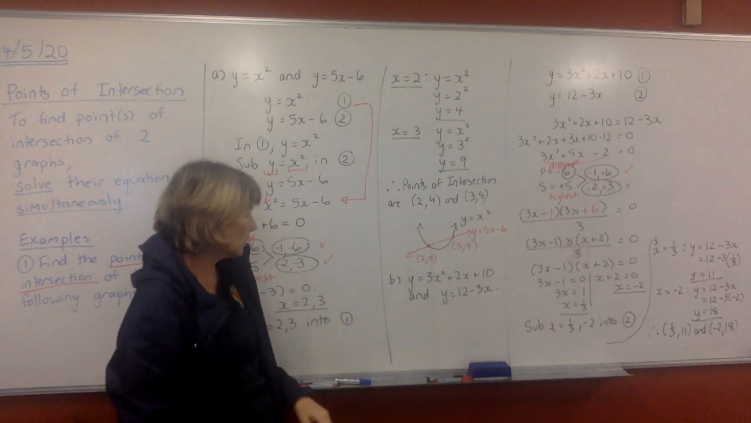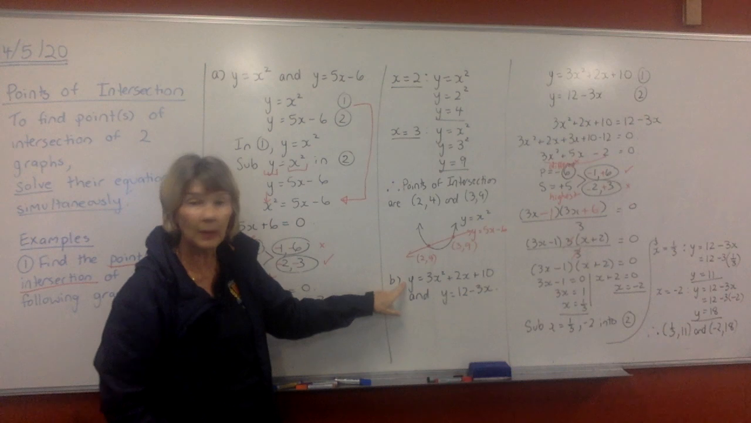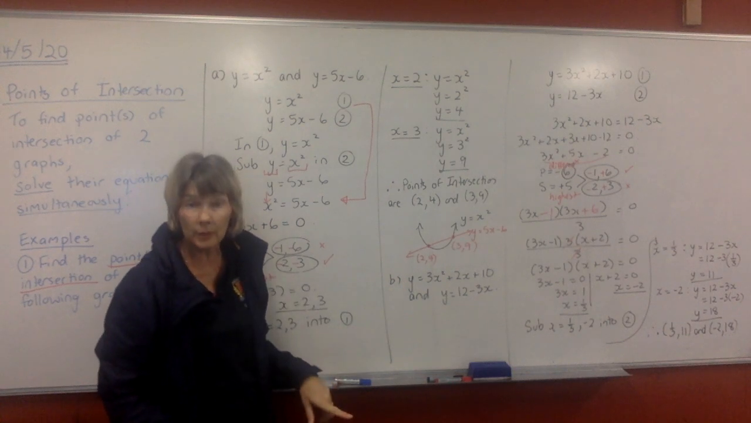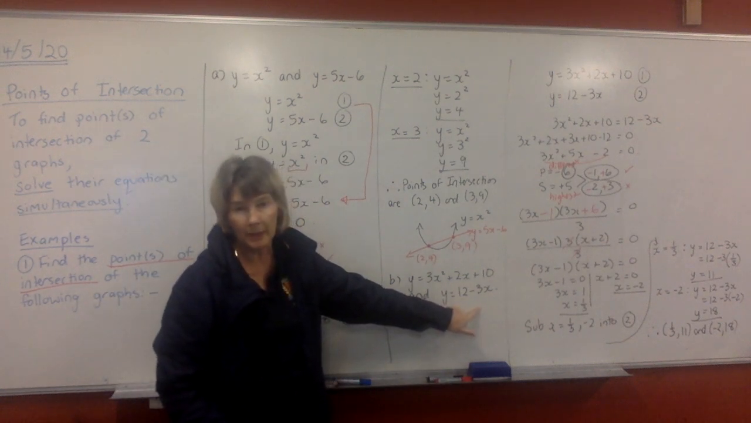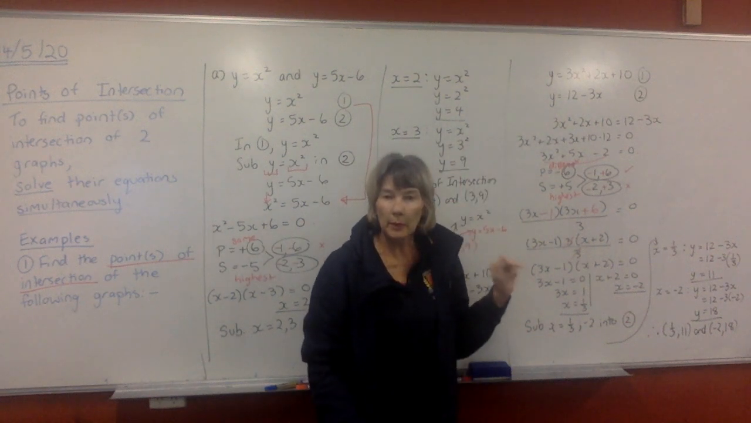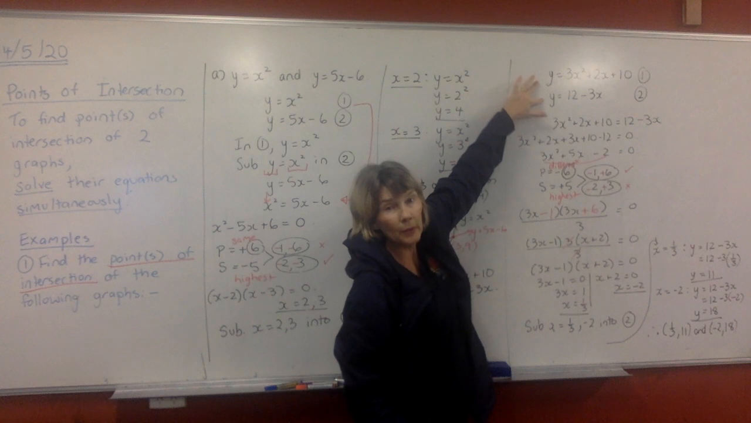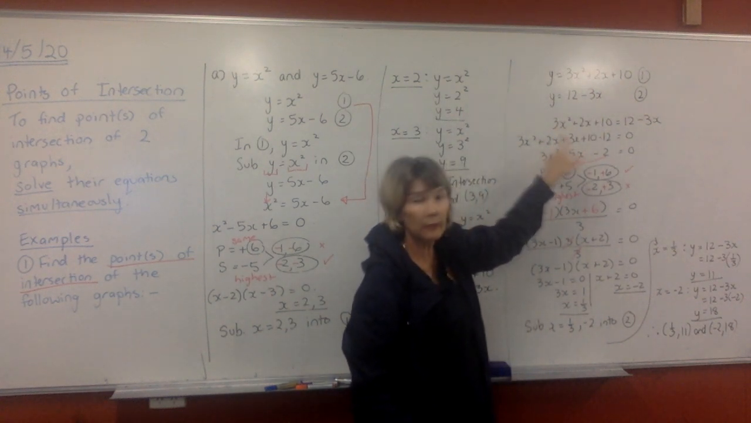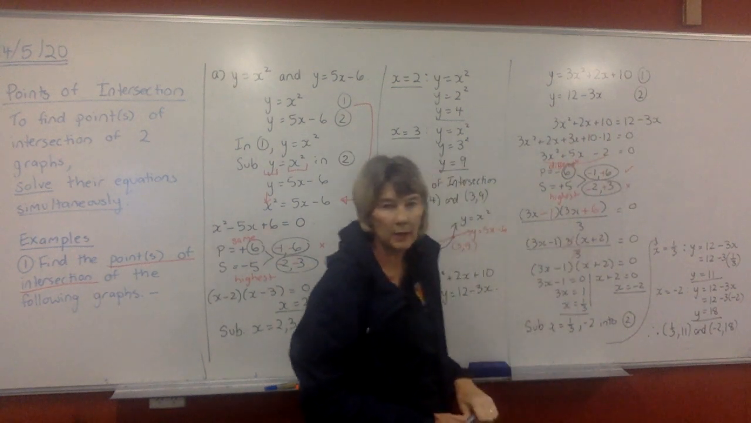Okay, if we try a second question, we're looking at the concave up parabola, y equals 3x squared plus 2x plus 10, and another straight line with a negative gradient this time, y equals 12 minus 3x. So we're going to put the equations down and solve them simultaneously. Like I said before, if they're both equal to y, these things must equal each other. So I can write down 3x squared plus 2x plus 10 equals 12 minus 3x.